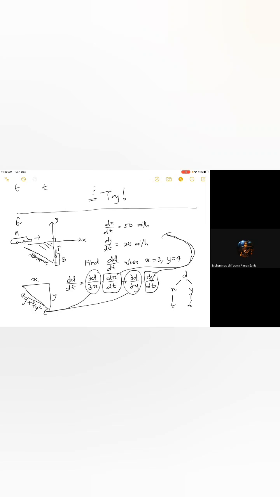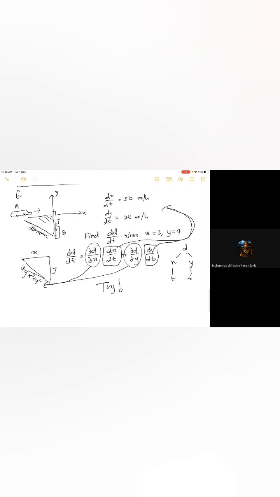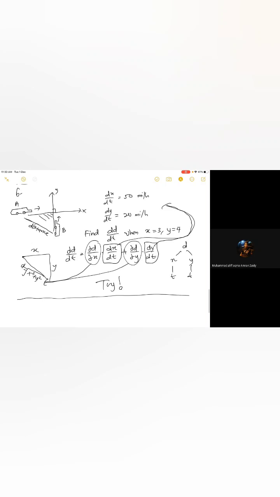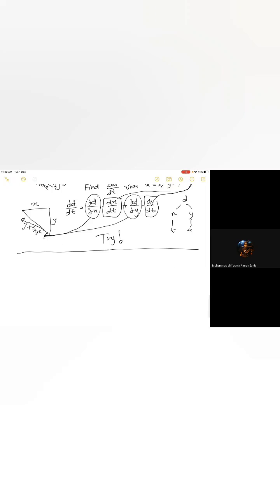Okay, so try. Okay, now 7 and 8. 7 and 8 is chain rule with two parameters. Tadi tu kita tengok satu parameter saja, which is T. Yang kat bawah tu dia ada satu saja, which is T. Now, the last parameter has two parameters. For example, question number 7.